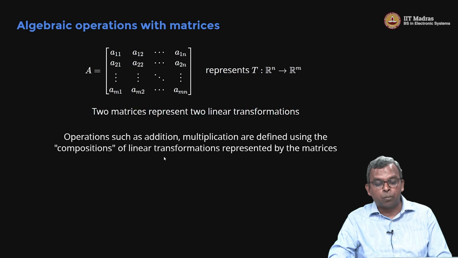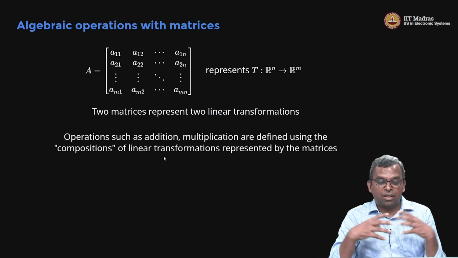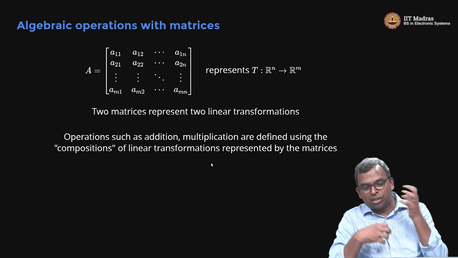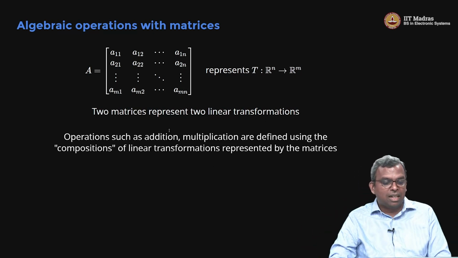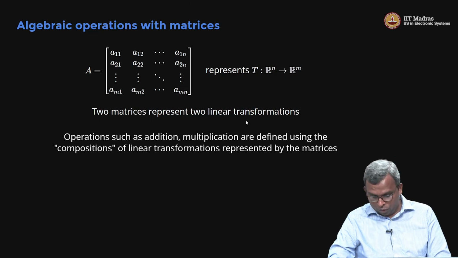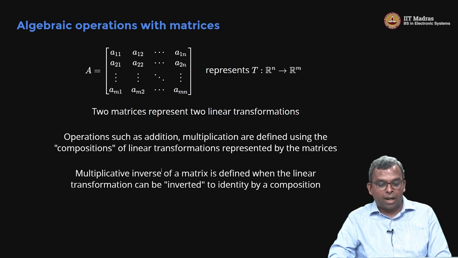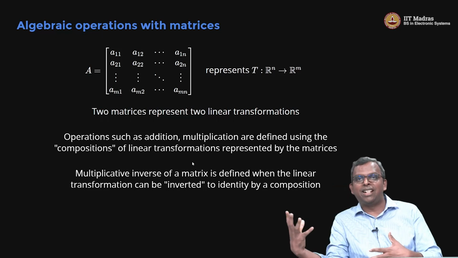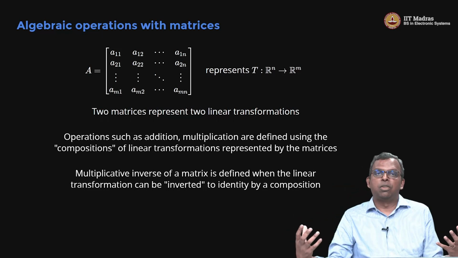When you think of addition, you add two linear transformations, and see what happens to it. When you think of multiplication, you multiply or compose the transformations, and then you see what happens to it, and then you define the operation. This is the sort of idea that we use to define operations. And how do we think of multiplicative inverse? If you can compose two transformations and get the identity, then you will get the inverse also.